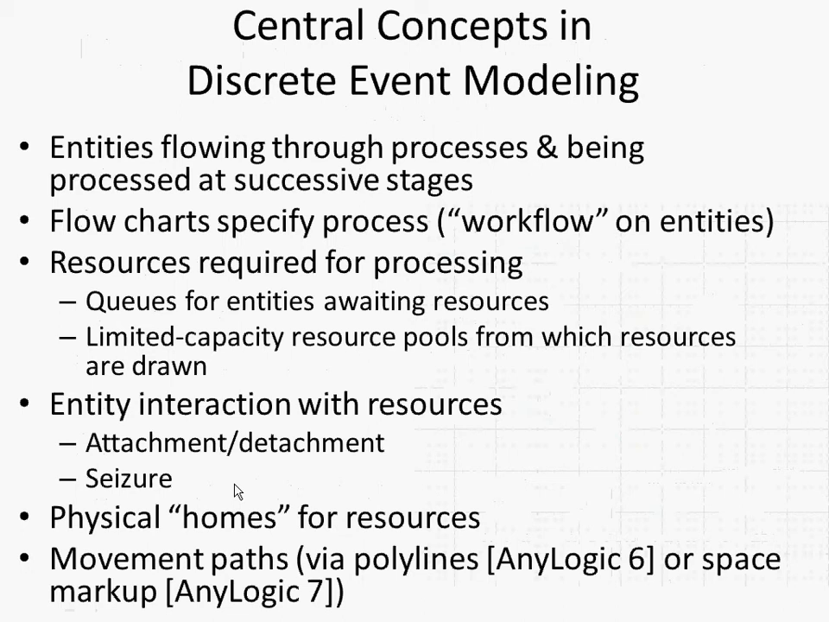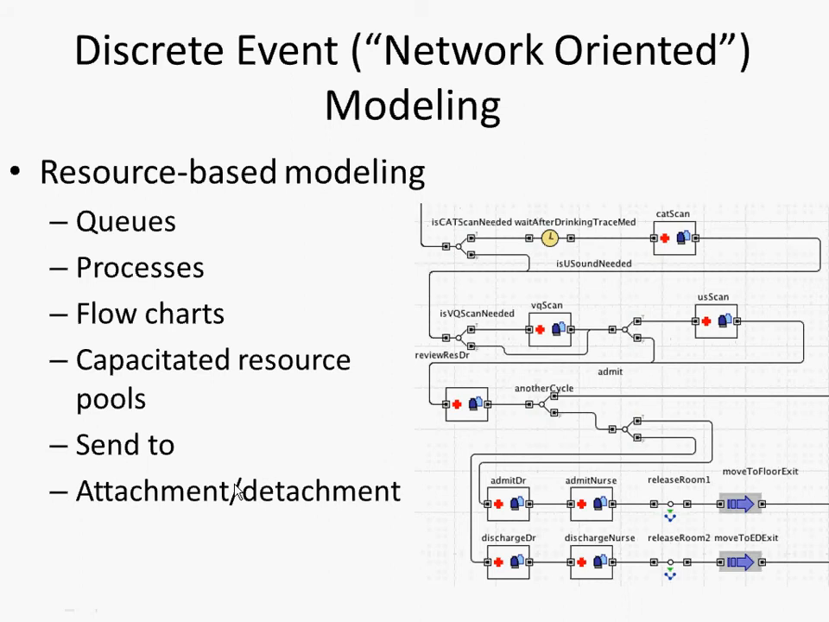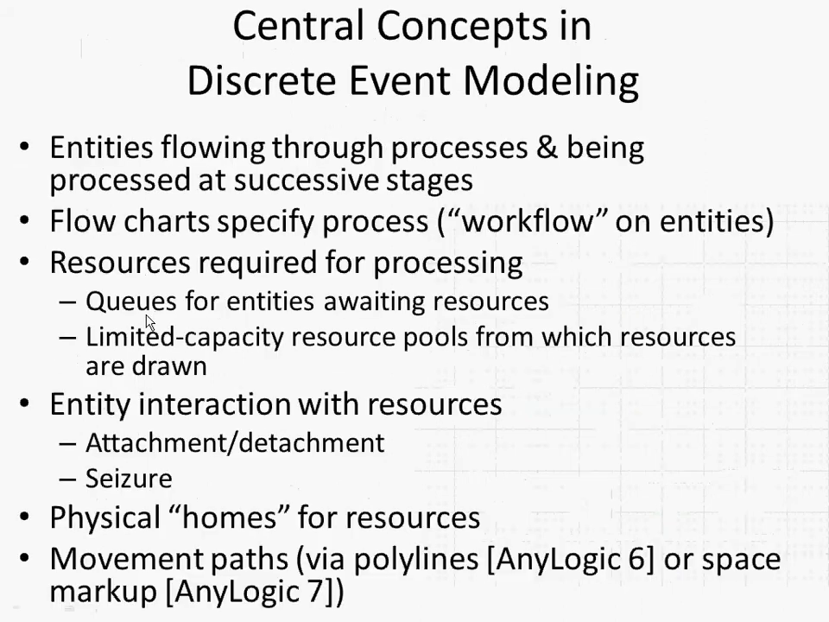This is an aspect of what we call attachment. They travel with us, but we also will reserve those resources. Even if they don't travel with us, a room will be reserved for us, and then we'll be escorted to the room. Okay? So central concepts here: entities flow through processes, and they're processed at successive stages.